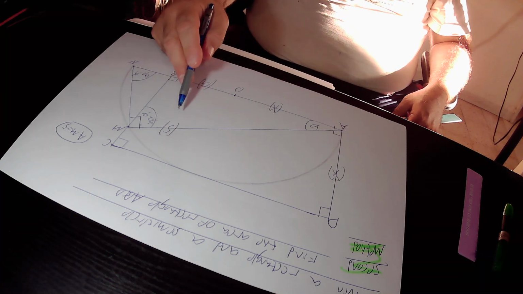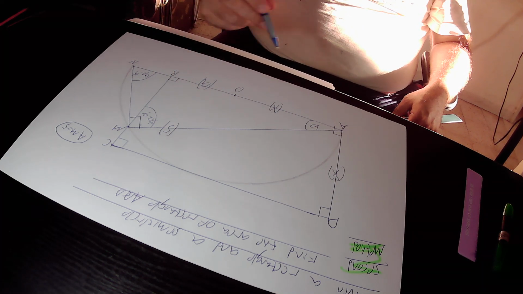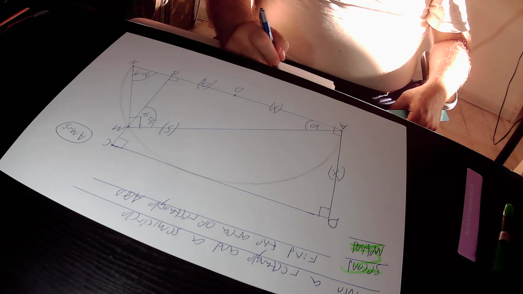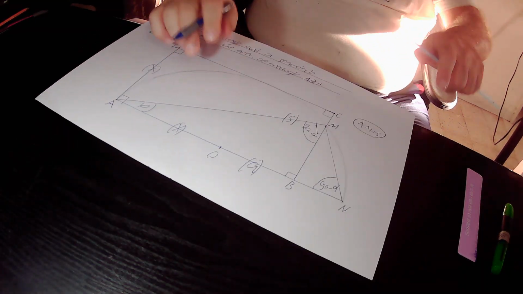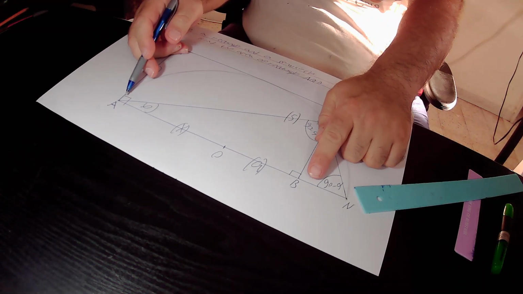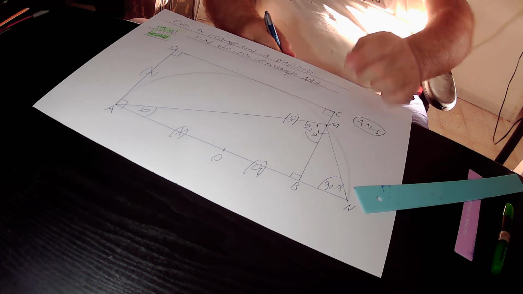Side AM equals 5 units in its length, according to what is given in the question. Side AB in total equals x plus a.